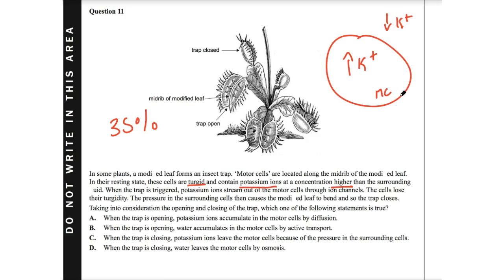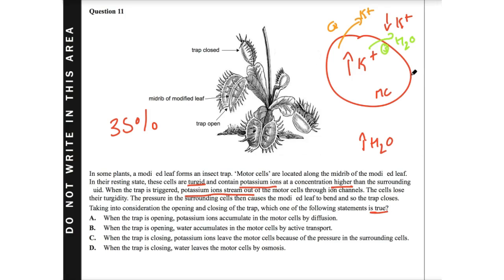I also know that they're turgid, so within this cell there's actually a high amount of water in it. Then what happens here is that it says when the trap is triggered, potassium ions stream out. Okay, potassium ions stream out, which means to me that the second thing that happens is K+ comes out here. The cells then lose their turgidity. So as a consequence of this, the third thing that happens is H2O will exit the cell because it's losing its turgid nature. The pressure in the surrounding cells then causes the modified leaf to bend and snap, and so the trap closes. And basically it's asking you what statement is true.